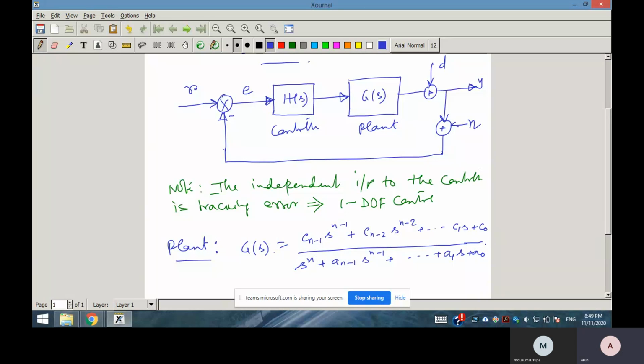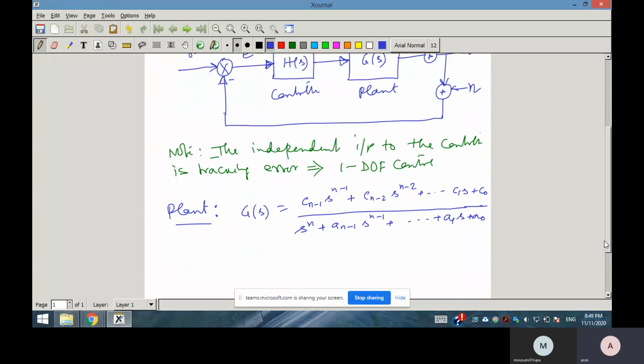So this plant is general in this sense that it represents any strictly proper plant. For example, if it is a relative degree 1 plant, then c_{n-1} is not equal to 0. If it is a relative degree 2 plant, then c_{n-1} equals 0, and so on. So this is a general plant.